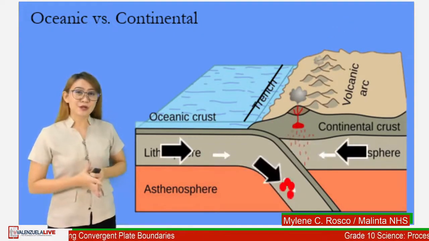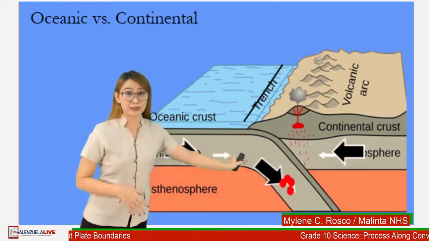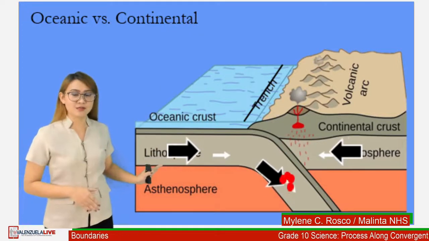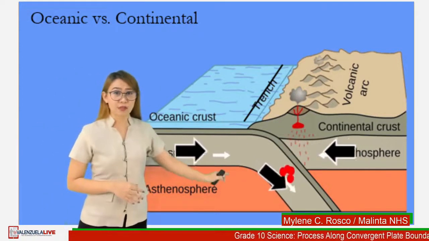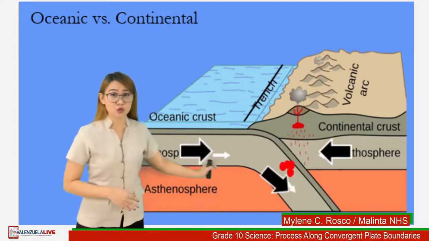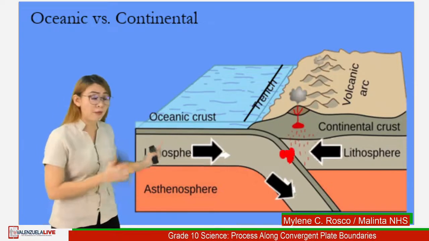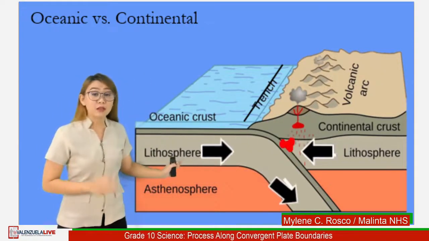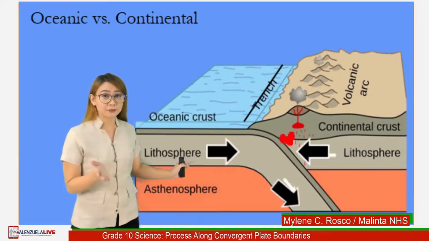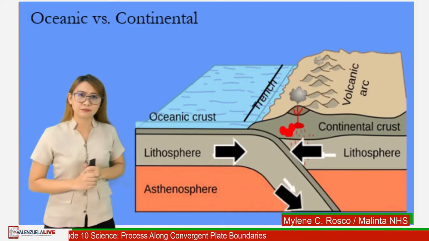Alright, so again, this diagram shows the collision between continental crust and oceanic crust. Now, what can you observe on the oceanic crust? What is happening on the oceanic crust? Alright, you are correct. As you can see on the diagram, the oceanic crust is bending towards the mantle. Now, why do you think this is happening? Why do you think that the oceanic crust is bending towards the mantle?